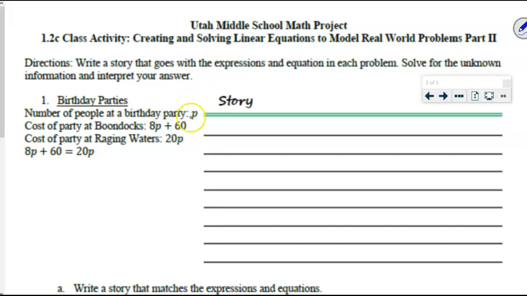Gabe, thank you for volunteering. Yeah, the 8P is $8 times how many people? So why would we be paying $8 times the number of people? Probably because it's $8 for every person, right? So this 8P is the $8 per person. So my story is going to be at Boondocks. It is $8 per person.